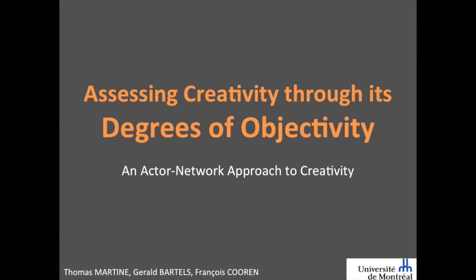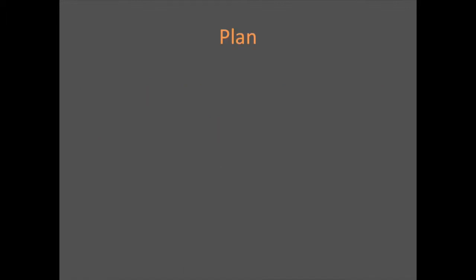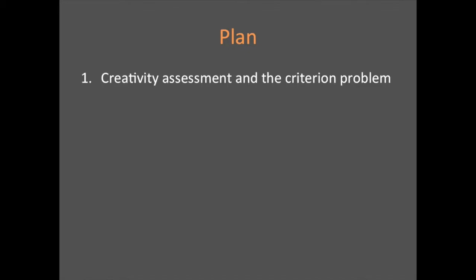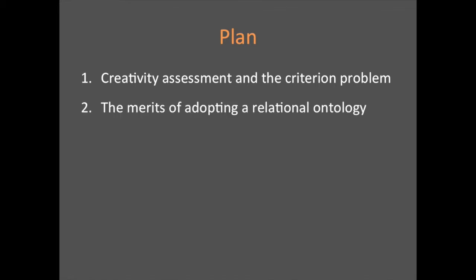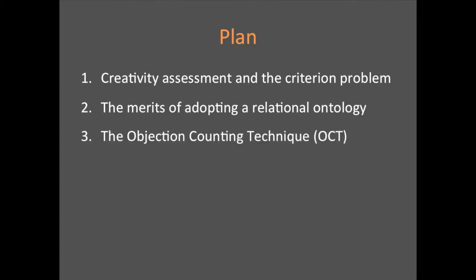Hi. As you can see, I'm about to tell you how we can assess creativity through its degrees of objectivity. There's going to be 3 steps. First, I will tell you a little bit about creativity assessment and the so-called criterion problem. Then I will show how we can solve this problem by adopting a relational ontology. And finally, I will show how this solution is implemented in what we have called the objection counting technique.